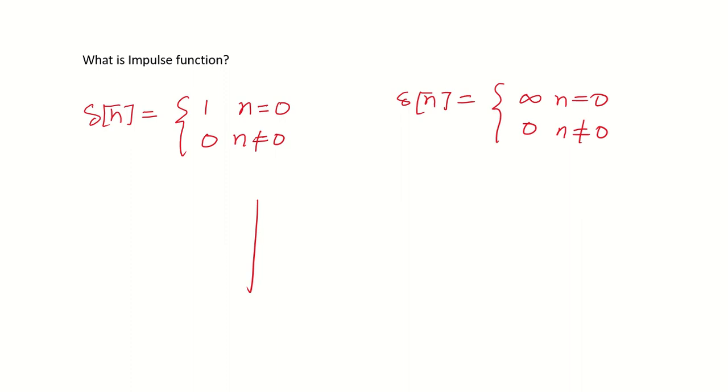So if we draw this impulse function in the time axis, this is your time axis n, this is your amplitude axis del n. It is defined only for n equal to 0. The magnitude is unity. So this is how a unit impulse function or signal is defined.